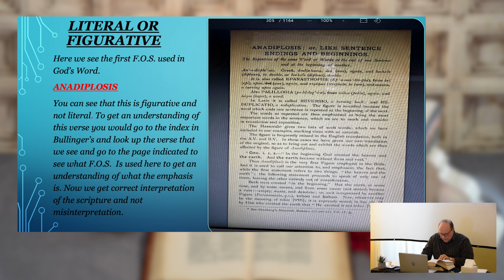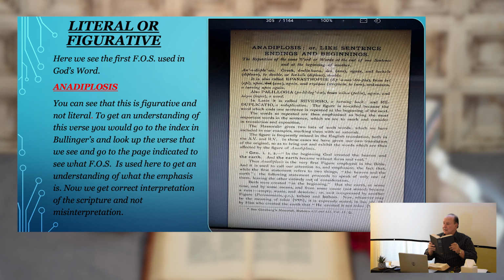Thus, anadiplosis is the very first figure employed in the Bible. And it is used to call our attention to and emphasize the fact that while the first statement refers to two things, the heaven and the earth, the following statement proceeds to speak of only one of them, leaving the other entirely out of consideration. Both are created at the beginning, but the earth at some time and by some means and from some cause became a ruin, empty, waste, and desolate. Now, how cool is that? I wouldn't be able to figure that out, but here's a gentleman that did.